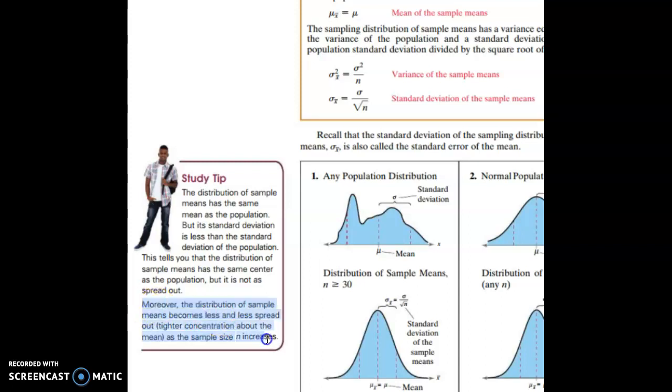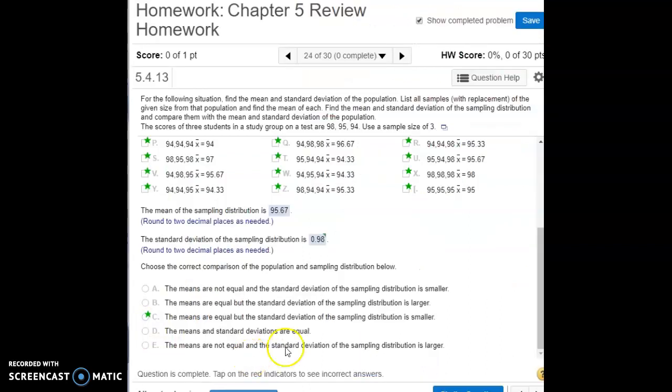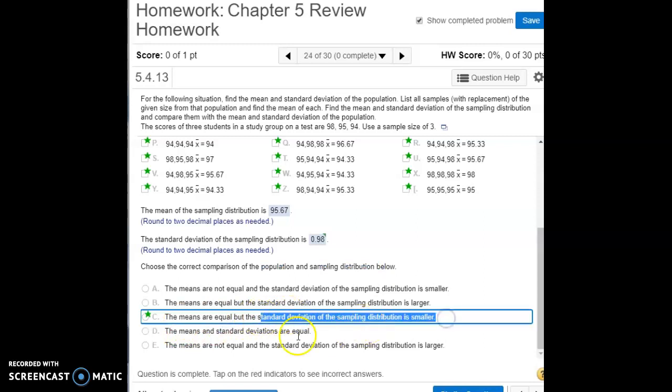And another great point in this study tip here is that if you look at larger and larger sample sizes, so we just looked at samples of size 3, but if you looked at samples of size 30, let's say, the sampling distribution gets less and less spread out the larger the sample size gets. The sample means will be even closer and closer to the population mean. And the last part of this problem is just what I've been talking about, comparing the population and sampling distribution. They will have the same means, but the standard deviation of the sampling distribution will always be smaller.